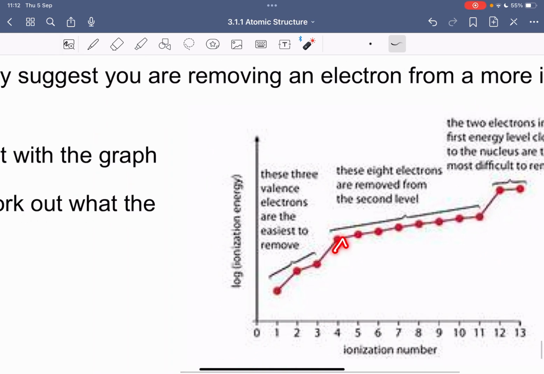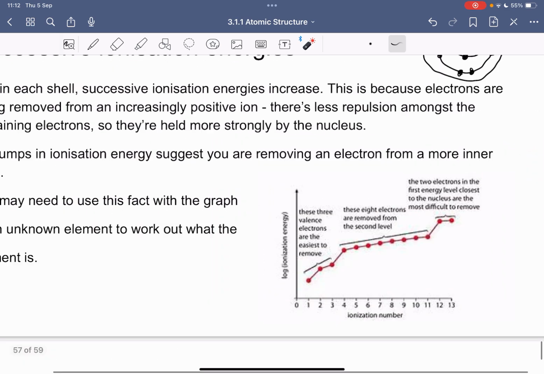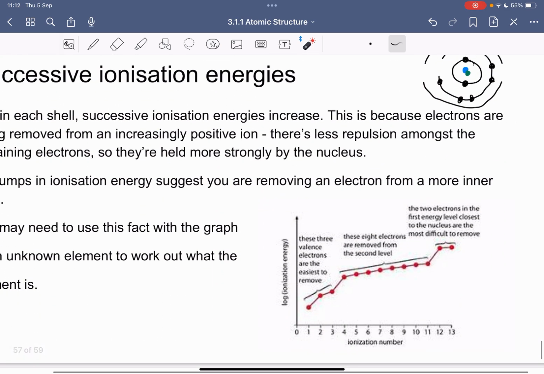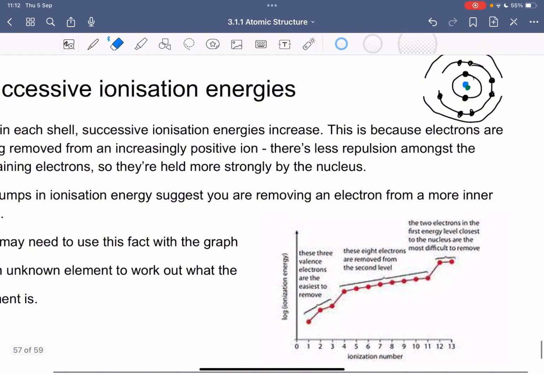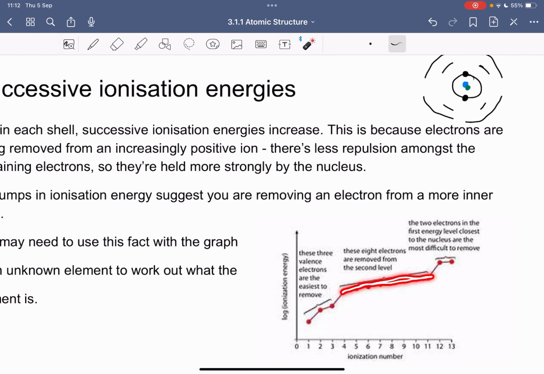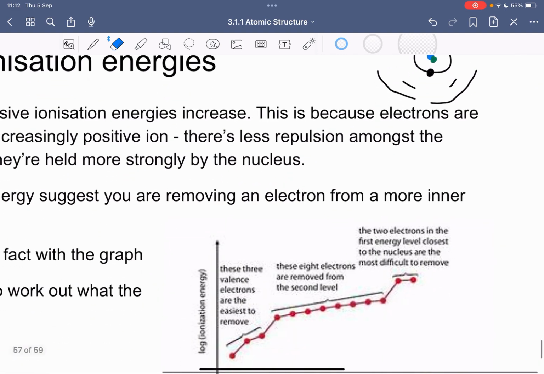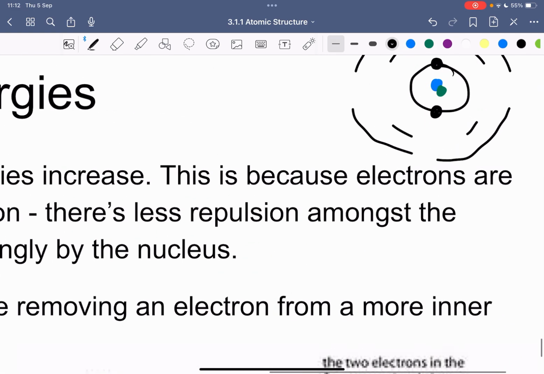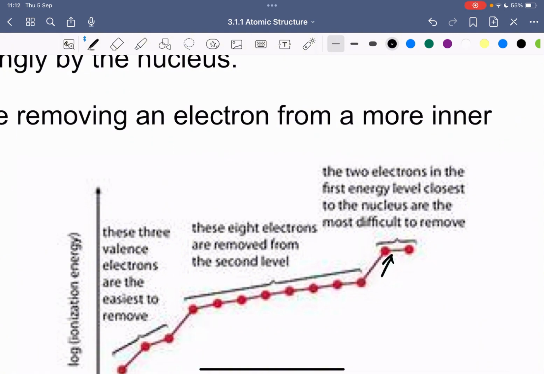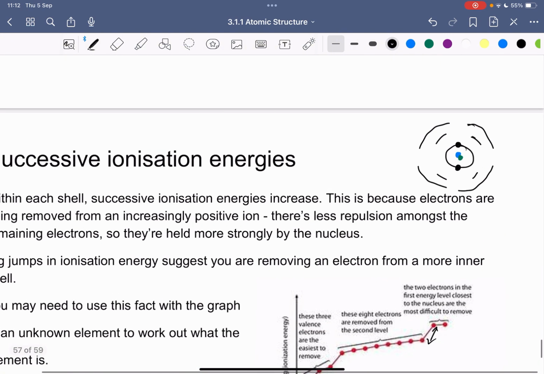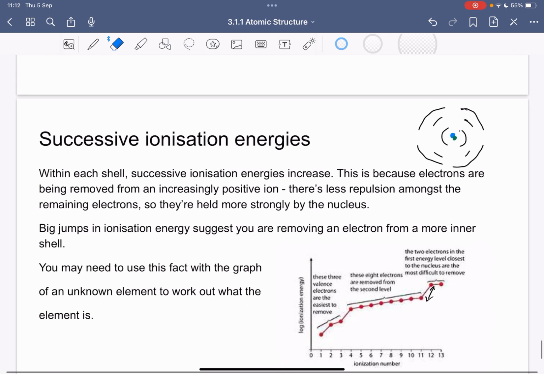This big jump shows that I've gone into a more inner shell for the reasons that I just explained. Then I remove this one, this one, this one, this one, this one, this one, this one, which is all shown by this. Then I have two more electrons left, which I'm removing from a more inner shell. So once again, there's going to be a big jump. And then I can remove these two.